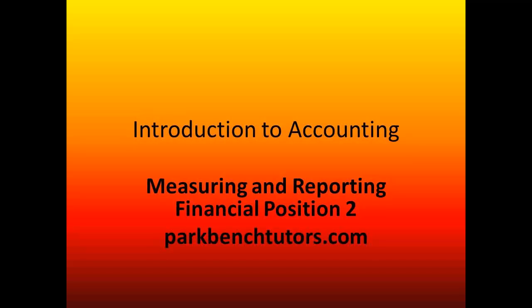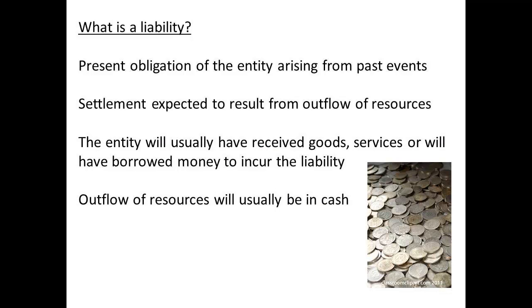This short podcast continues from the first on the financial position of an entity and discusses liabilities. How do we define a liability? A liability is the present obligation of an entity arising from past events. Settlement is expected to result in an outflow of resources, usually cash. The entity will have received goods or services, or will have borrowed money to incur the liability.